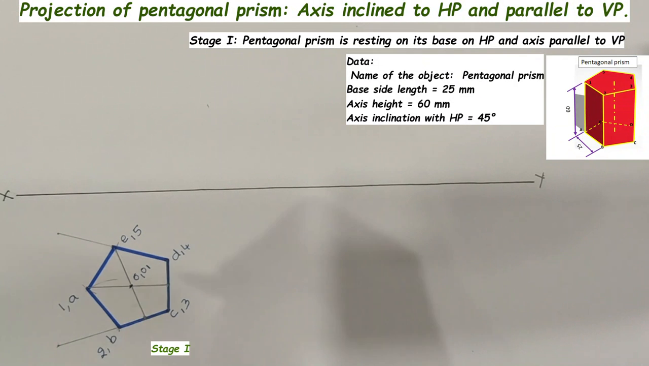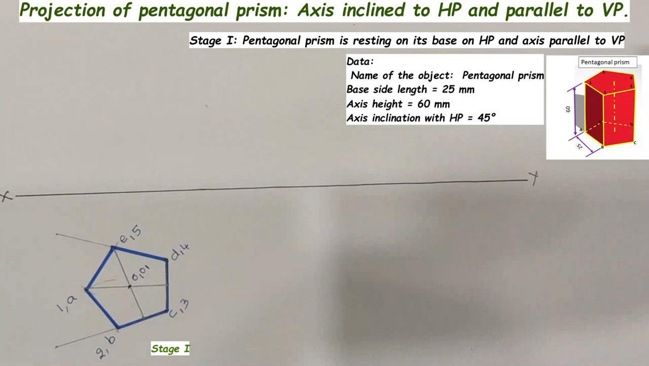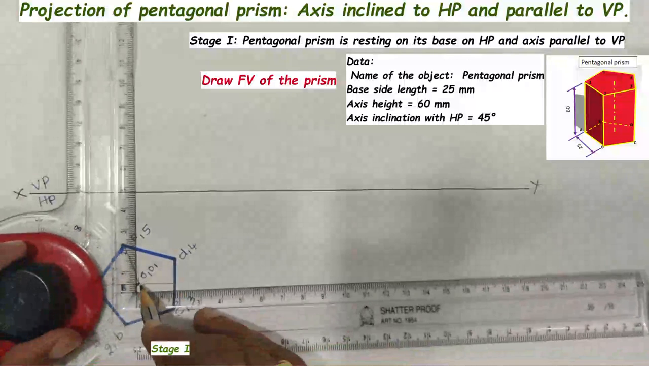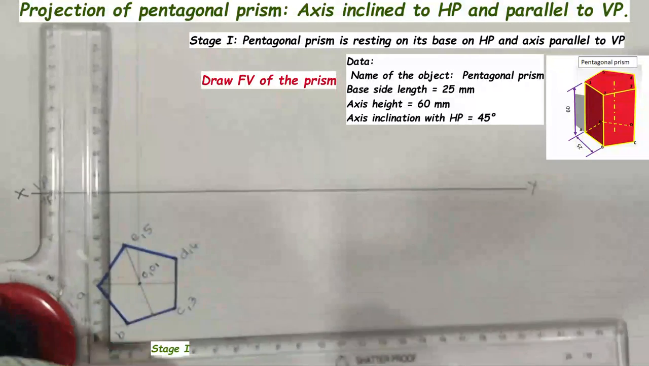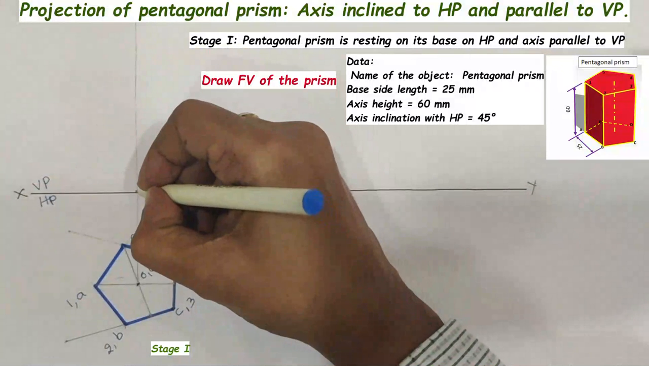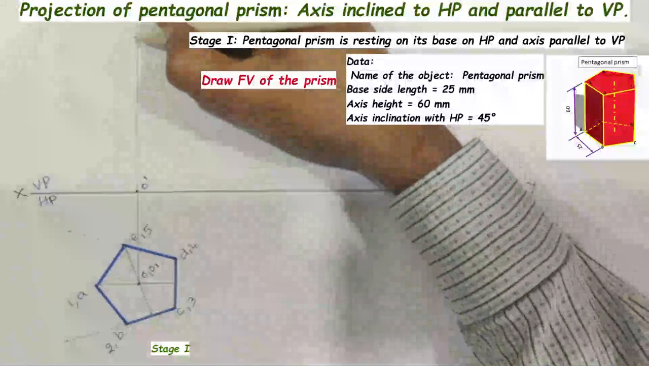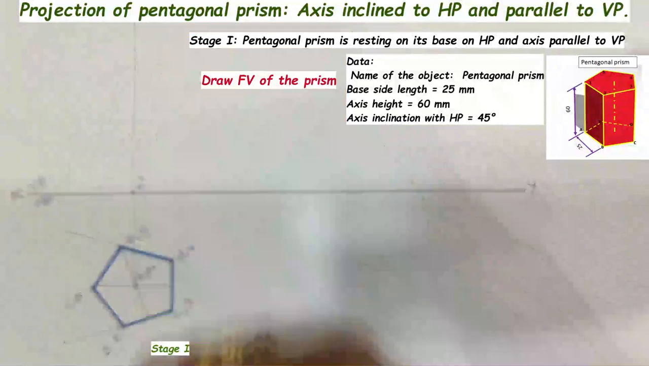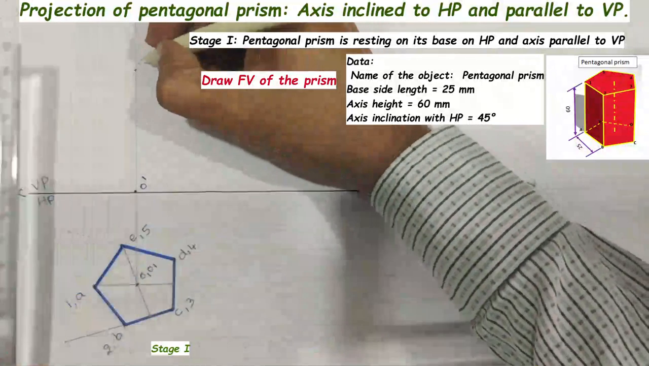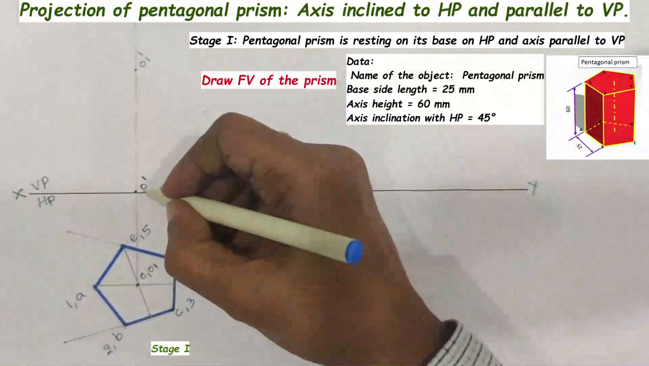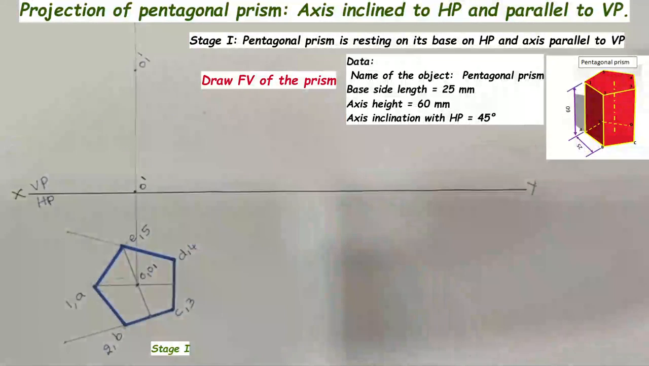For that, draw a projector through the center of the pentagonal prism's base in top view towards the vertical plane. Then this is O dash. Here the axis height of the pentagonal prism is given in the problem, which is equal to 60 mm. Say O1 dash, that is, O dash and O1 dash is the axis height of the pentagonal prism in front view.